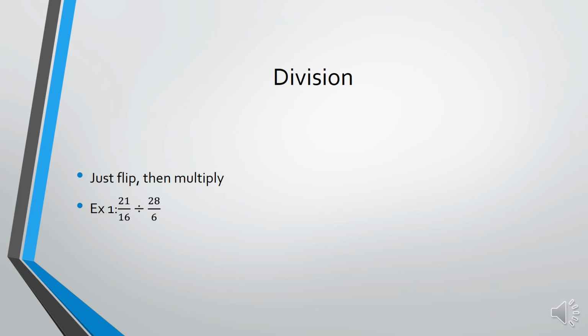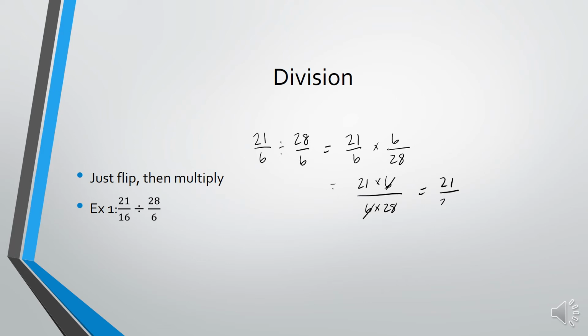For division, it's very similar to multiplication. There's just one extra step. All you do is flip the second fraction, so whatever you're dividing by, and then multiply straight across. So my problem here is 21 over 6 divided by 28 over 6. Whatever you're dividing by, flip it and multiply straight across. So I'm dividing by that 28 over 6, so I'll flip it, and now I'm going to multiply straight across. So I'll have 21 times 6 over 6 times 28, but you see they both have a 6 in them, so that's 21 over 28.